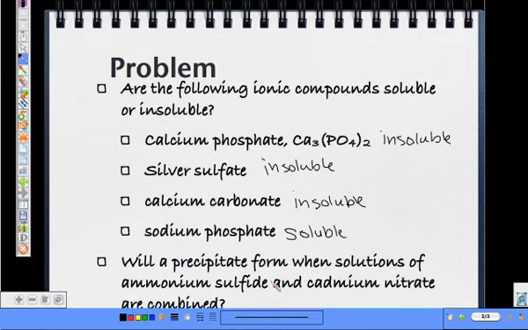And then we've got to check cadmium sulfide. The sulfides are the top insoluble. And is cadmium one of the exceptions? Nope, so it is insoluble. So what precipitate would form? Cadmium sulfide would form. So yes, a precipitate would form, and that precipitate is cadmium sulfide.